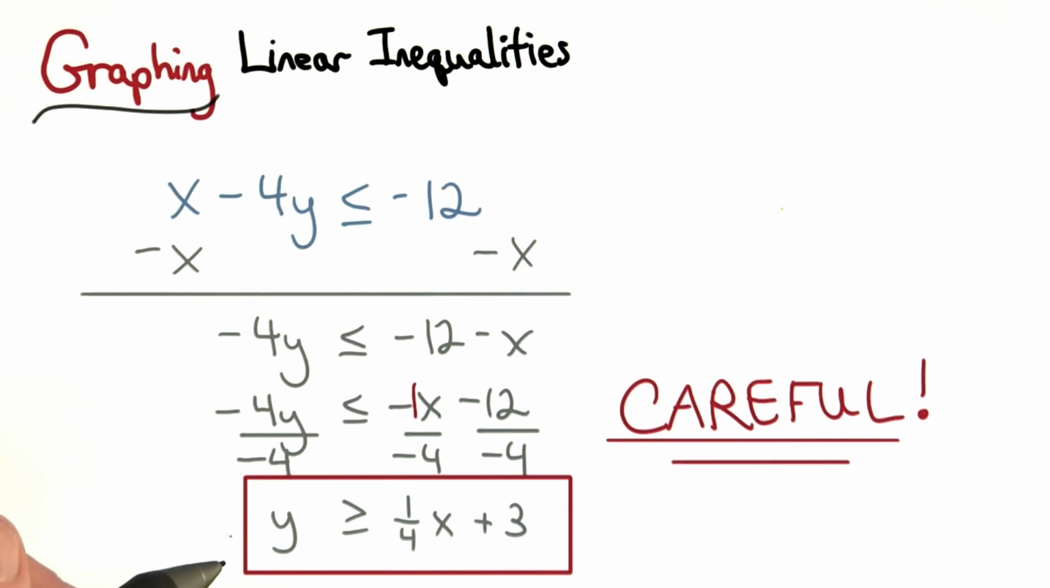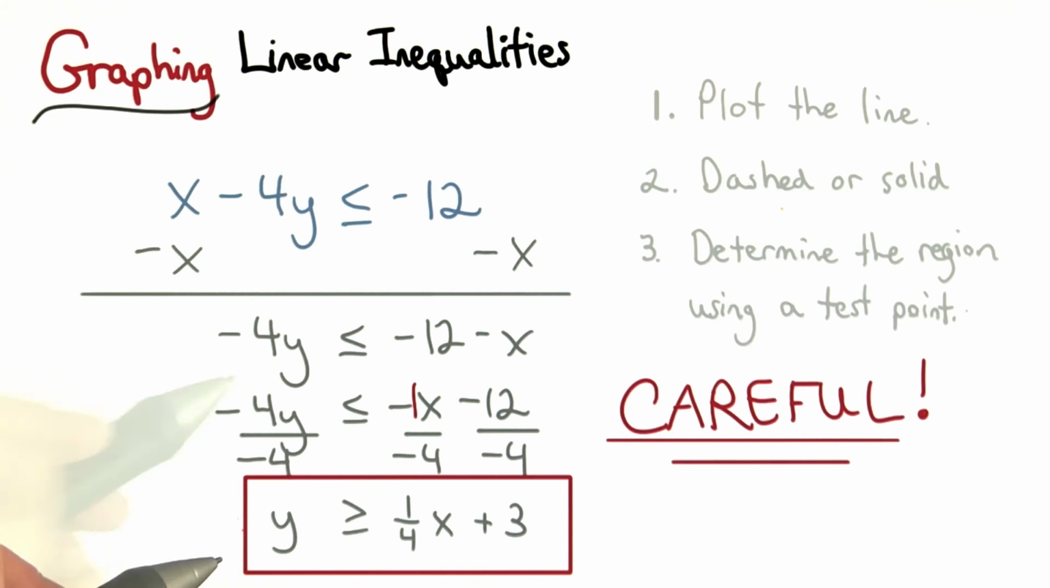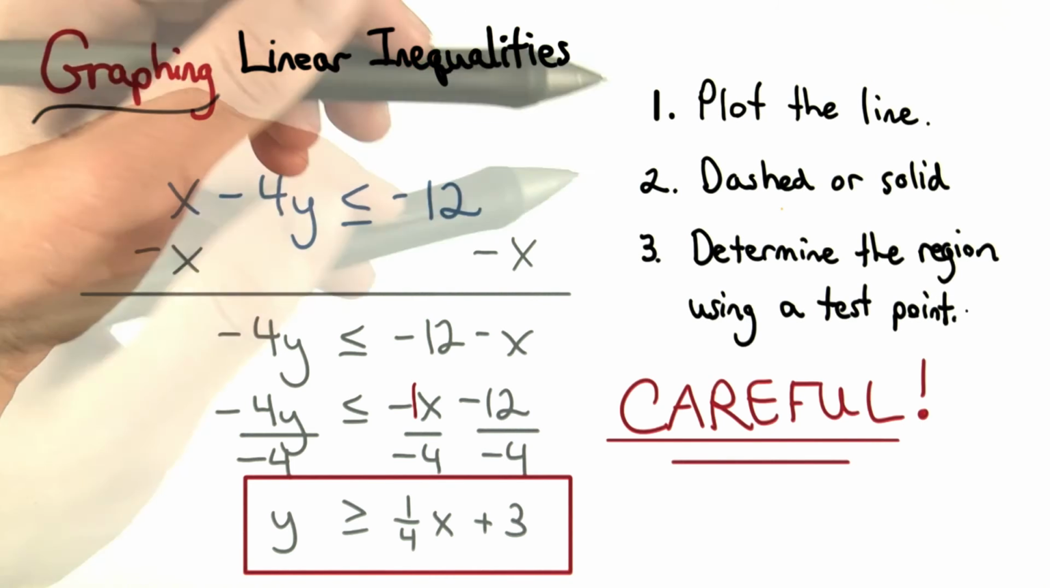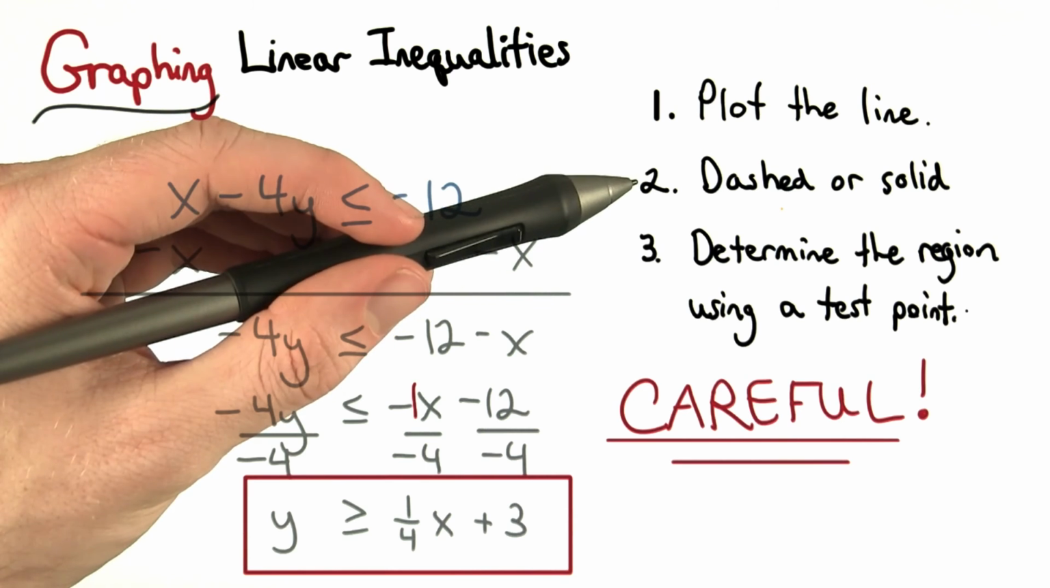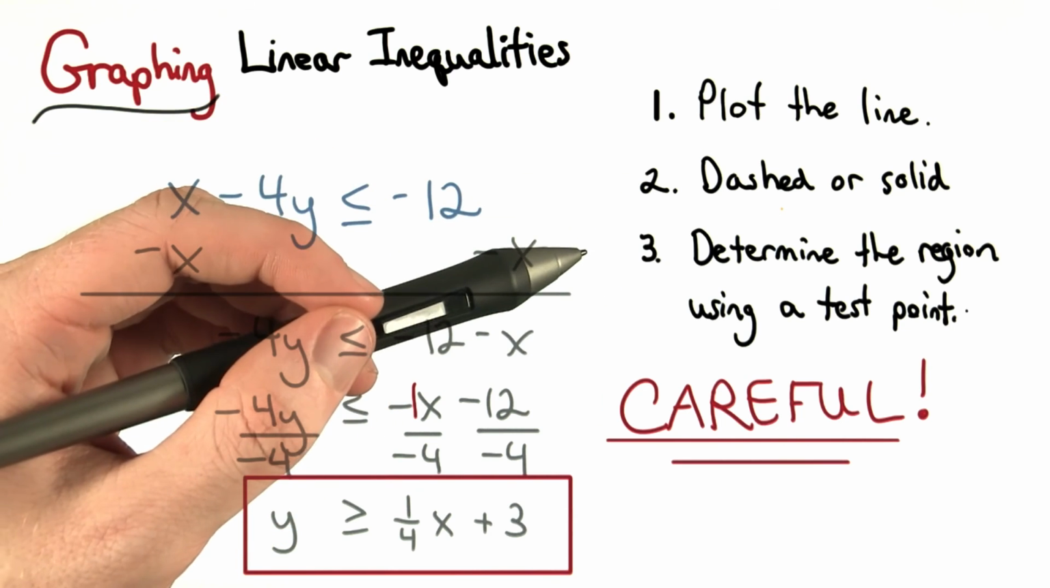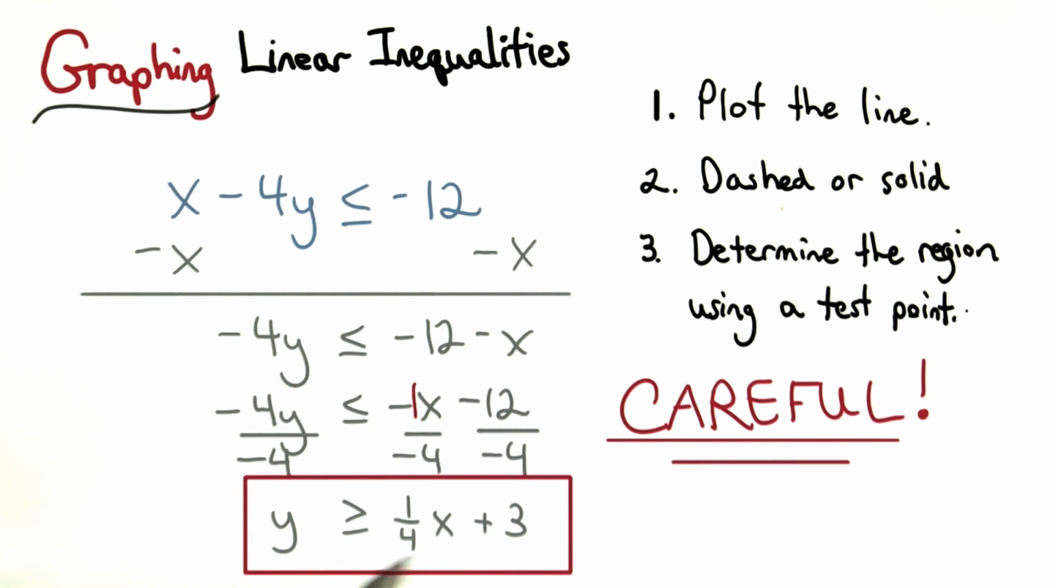Now that we have this inequality, we can graph it just like before. We'll start by plotting the line, then we'll determine whether or not that line should be dashed or solid. And finally, we can determine the region by using a test point. We plug in a point to see if it makes the inequality true. If it does, we want that region. If not, we'll take the other one.